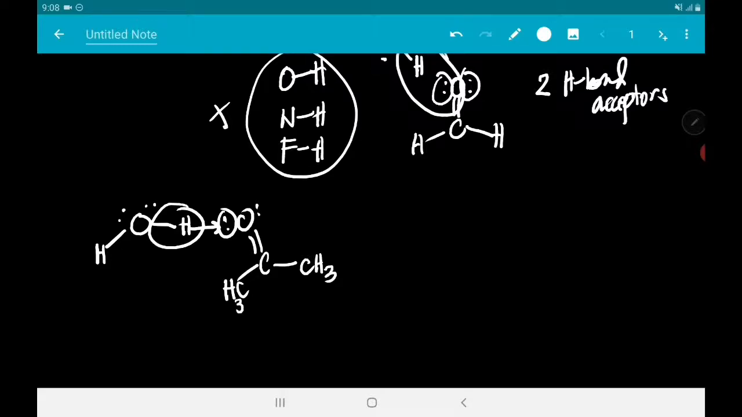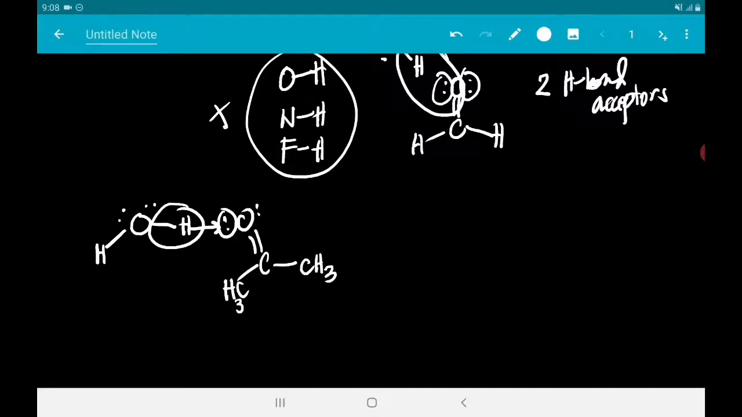Kasi, again, acetone cannot undergo hydrogen bonding in its pure state. Acetone cannot H-bond to its own acetone. Kasi walang H-bond donor ang acetone. Water can H-bond to acetone. Kasi ang water, meron siyang H-bond donor. Okay? So, yun yung requirement para makapag-H-bond ka in the pure state.